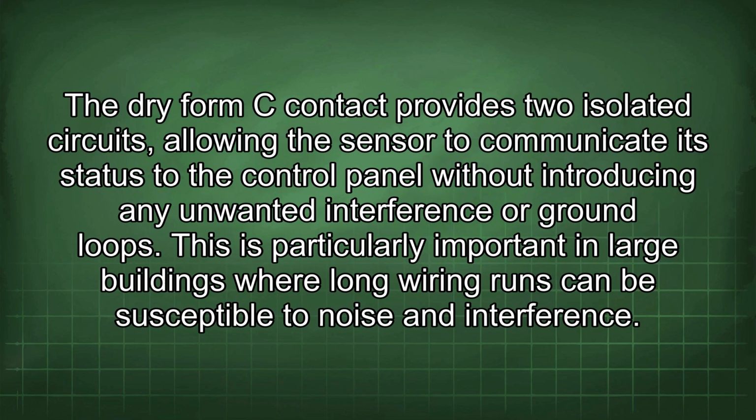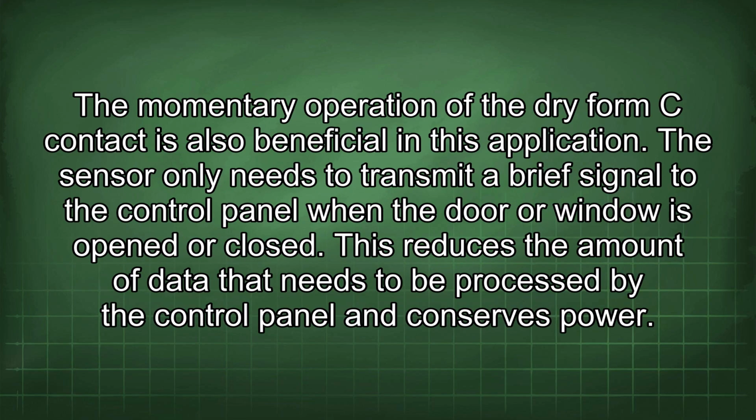The dry-form C contact provides two isolated circuits, allowing the sensor to communicate its status to the control panel without introducing any unwanted interference or ground loops. This is particularly important in large buildings where long wiring runs can be susceptible to noise and interference. The momentary operation of the dry-form C contact is also beneficial in this application. The sensor only needs to transmit a brief signal to the control panel when the door or window is opened or closed. This reduces the amount of data that needs to be processed by the control panel and conserves power.